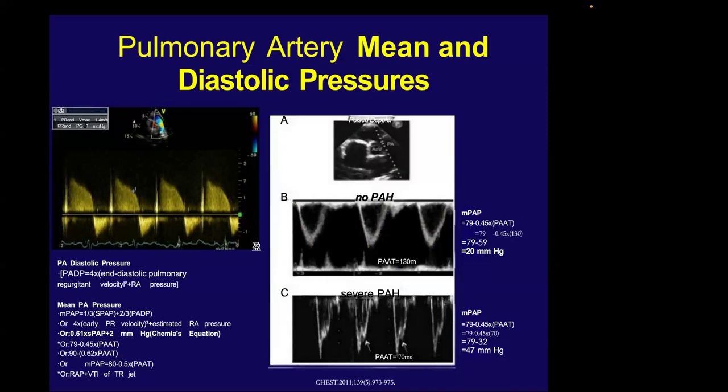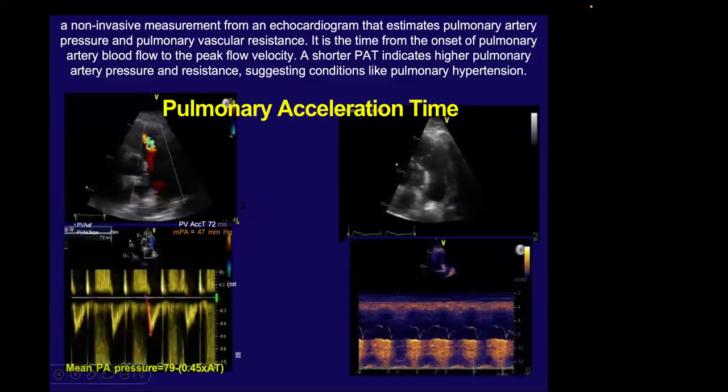This is the PH, and then this is the severe PH, where we can see the W notch. The pulmonary acceleration time is a non-invasive measurement from echocardiogram that estimates pulmonary artery pressure and pulmonary vascular resistance. It is the time from the onset of pulmonary artery blood flow to the peak velocity. A shorter time indicates higher pulmonary artery pressure and resistance, suggesting a condition like pulmonary hypertension.